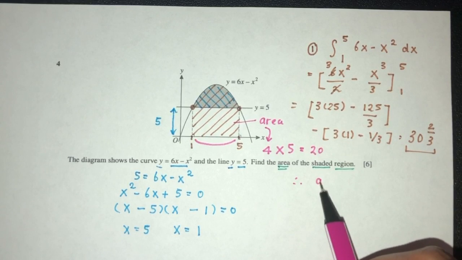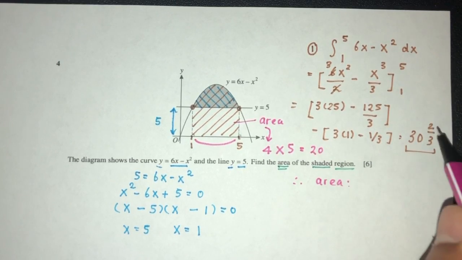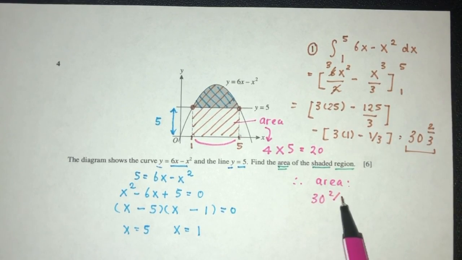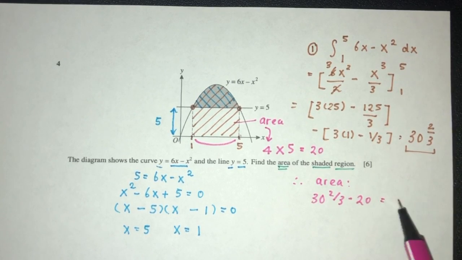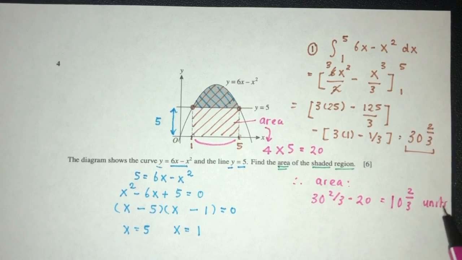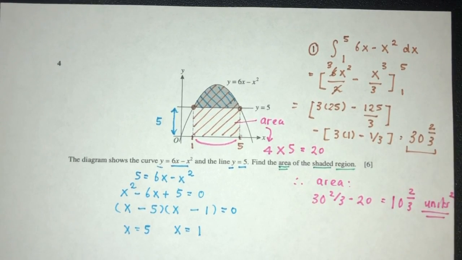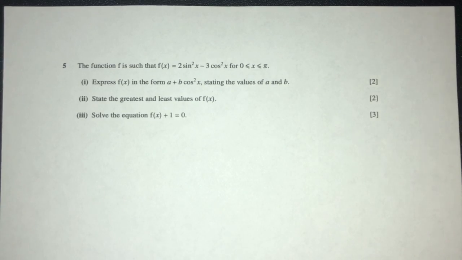So finally, the area that we are trying to find will be the whole thing, 32 over 3 minus 20. That should be 10 2 over 3 units square for area. And that is how you would find the area of the shaded region. Let's move on to the next question.